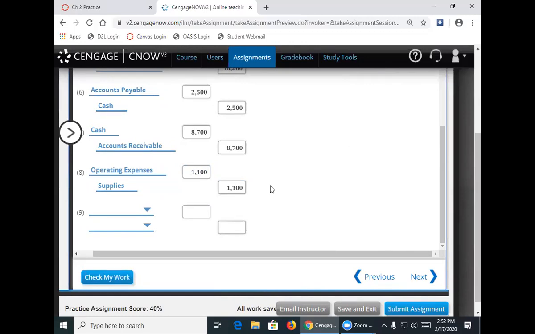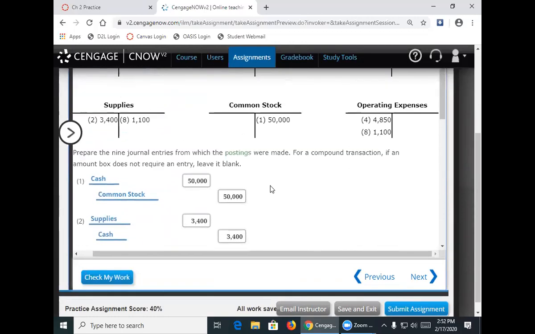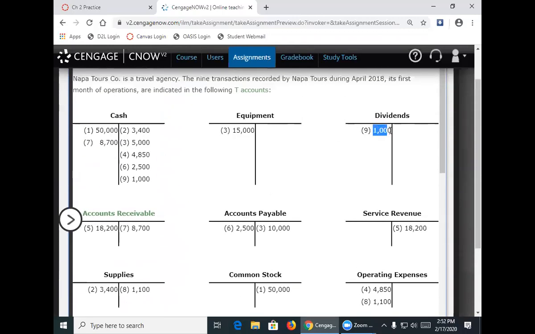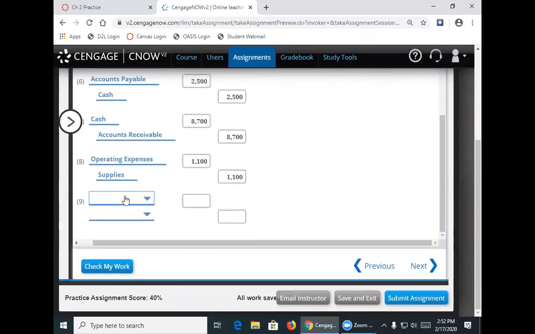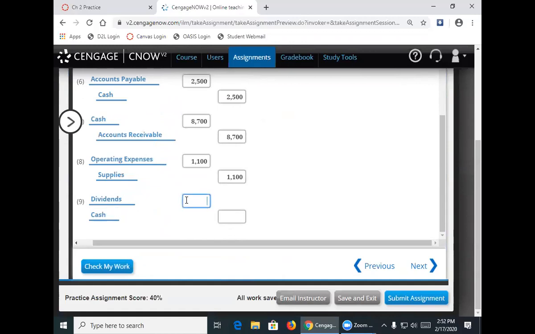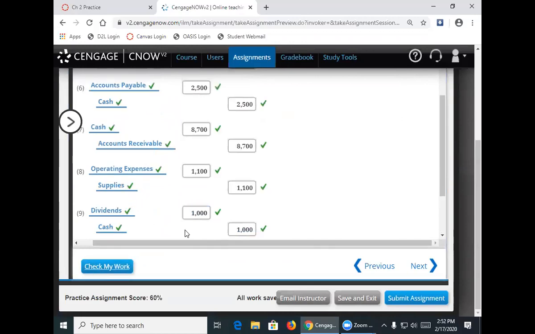Very good. And then number 9. Dividends and cash. We have a debit to dividends and a credit to cash. Well, that one's pretty straightforward, right? You paid dividends. Very good. So we paid dividends of $1,000.